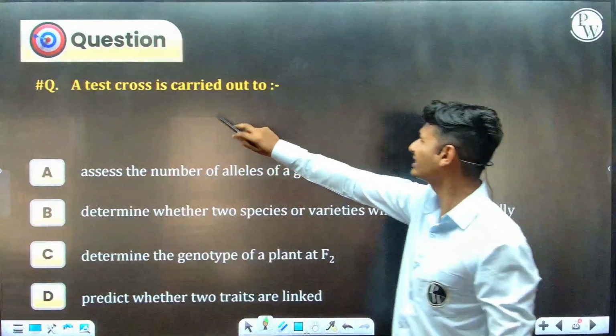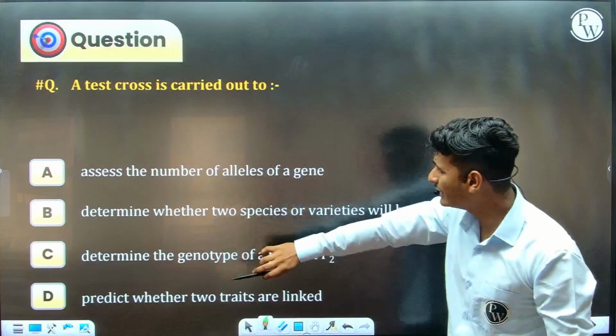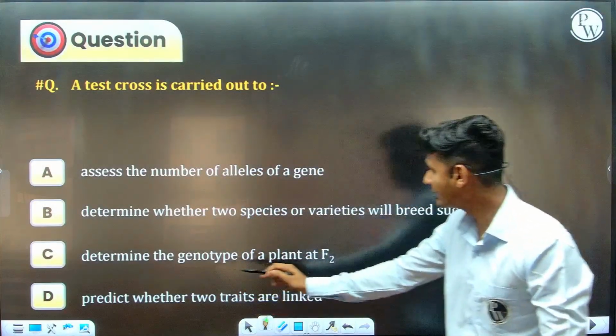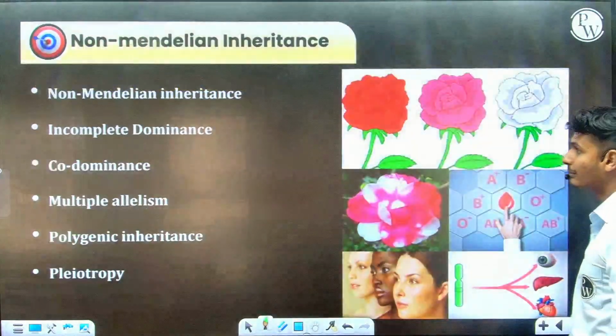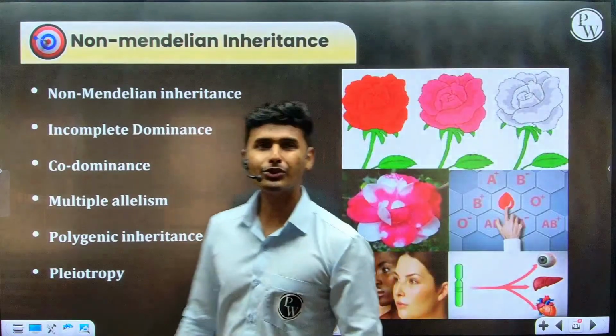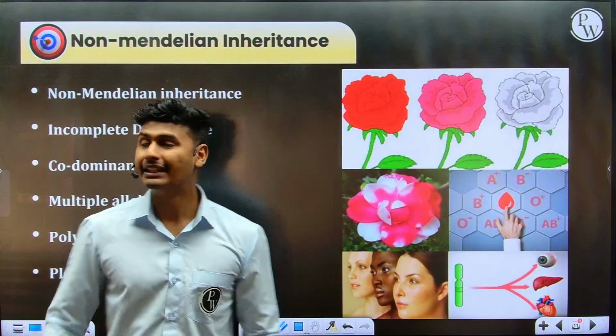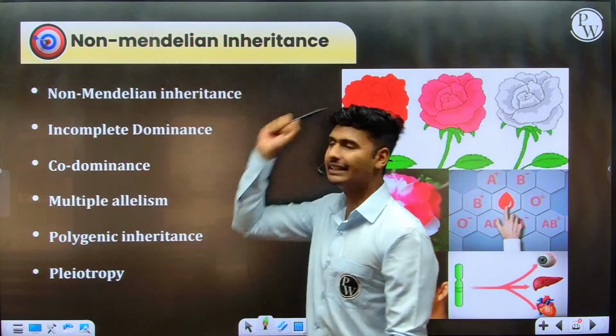The test cross is carried out to assess the number of alleles? No. To determine whether two species? No. To determine the genotype of F2 plant? Yes, determine the genotype. Now, a very crucial, very important topic, that is non-Mendelian inheritance.